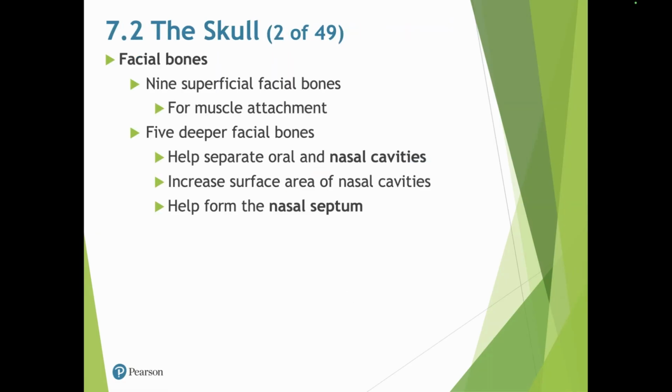All right, so with your facial bones, you're going to have 9 superficial bones, and the purpose of those is for muscle attachment. You're going to have 5 deeper facial bones, and those are going to separate the oral and the nasal cavities. They are going to increase the surface area of the nasal cavity, which is actually very important in breathing. And they're also going to help form the nasal septum.